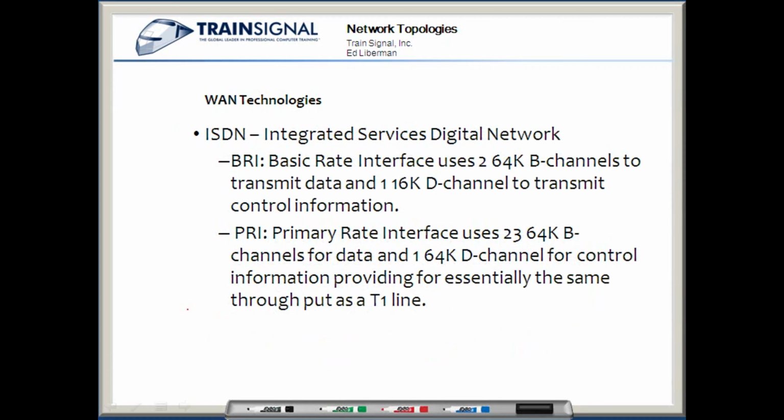There is basic rate ISDN, which uses two 64K B channels, which means you're going to get 128K of throughput on your data. And it also uses a 16K, what's called D channel or Delta channel, to transmit the control information about the transmission. And primary rate ISDN uses a total of 24 64K channels, 23 of them as B channels for data and one D channel for control information, but essentially giving the same throughput as a T1 line, right? Because a T1 line is 24 64K channels.